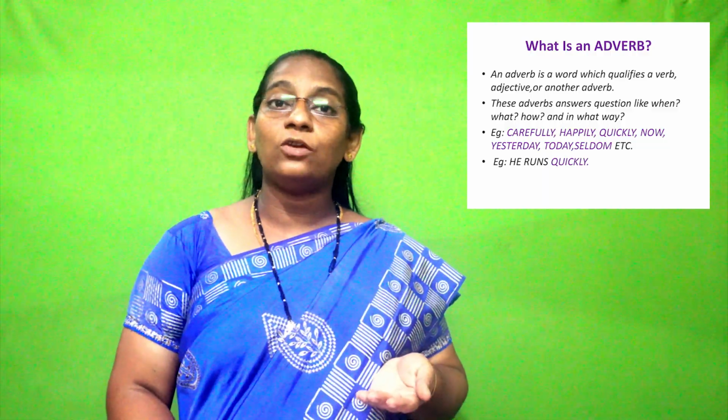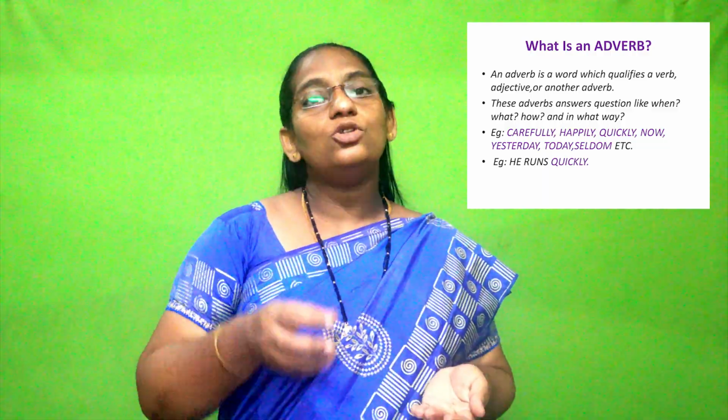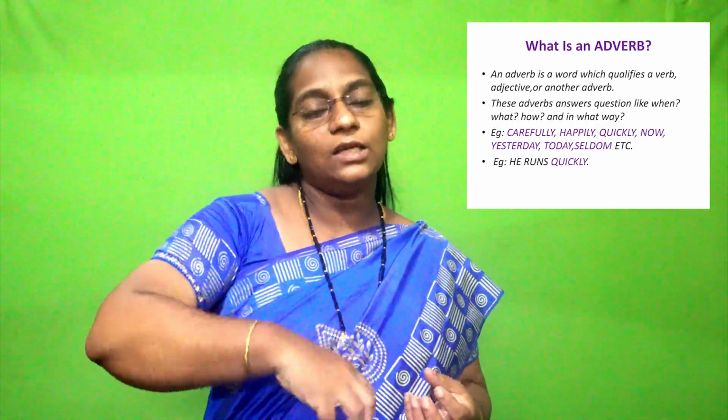So let's take one example: "He runs quickly." Here, what is the adverb we are using? Quickly. Understood? So what we are saying is his action, he is running, no? So that thing, how he is doing it, he is running, how? Quickly. So regarding his movement, we are expressing it with the help of an adverb.